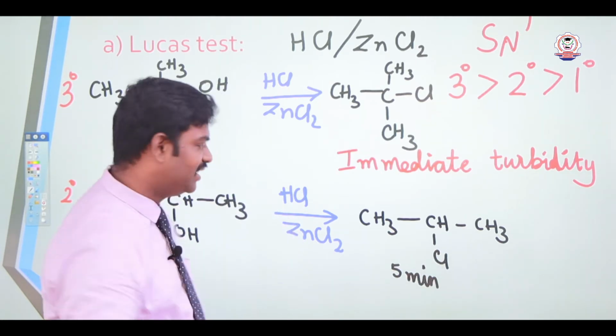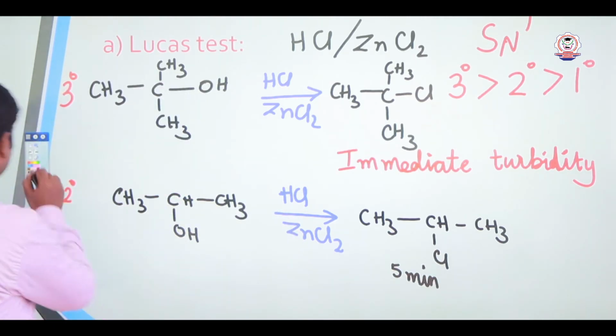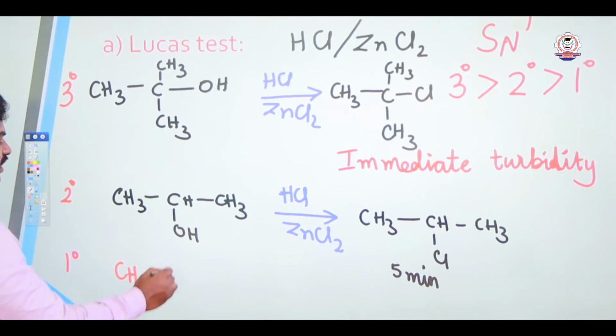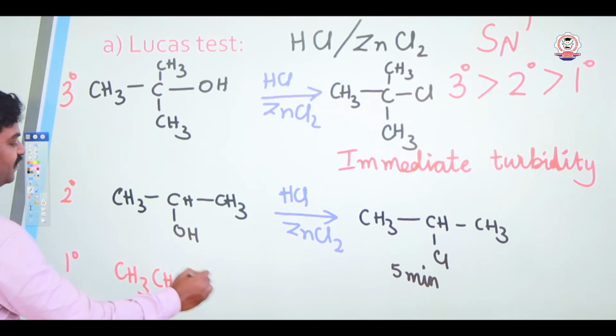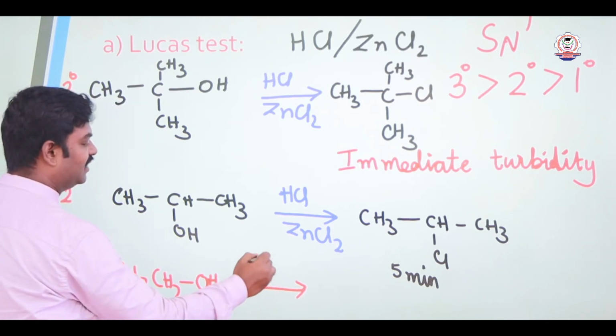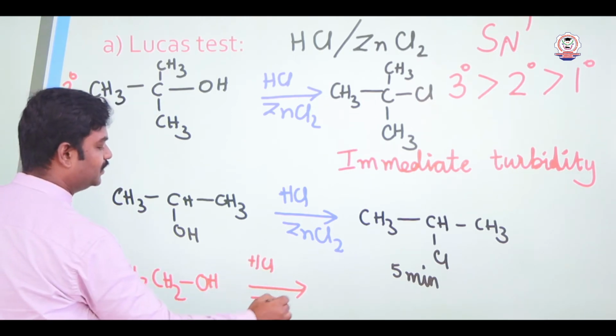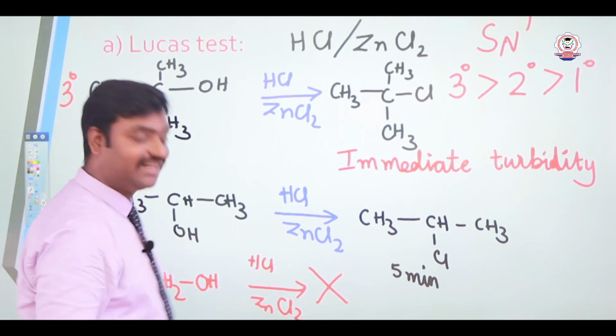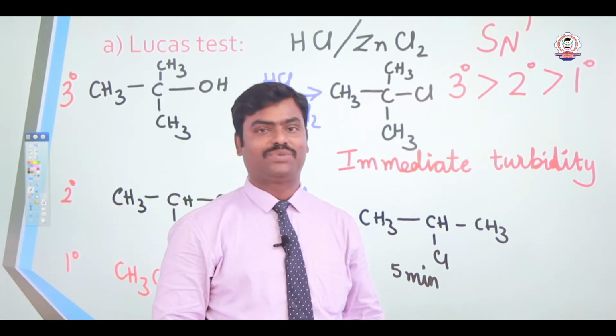What about the primary alcohol? Primary. So I will take a simple example, CH3, CH2, OH, with Lucas reagent, HCl and ZnCl2. What happens? No reaction because it doesn't give any product.